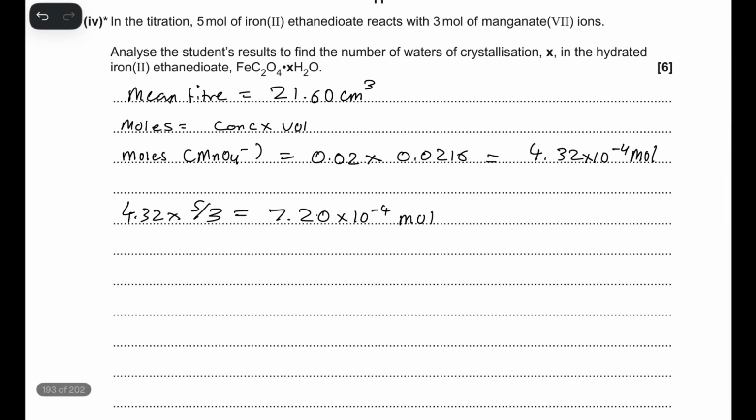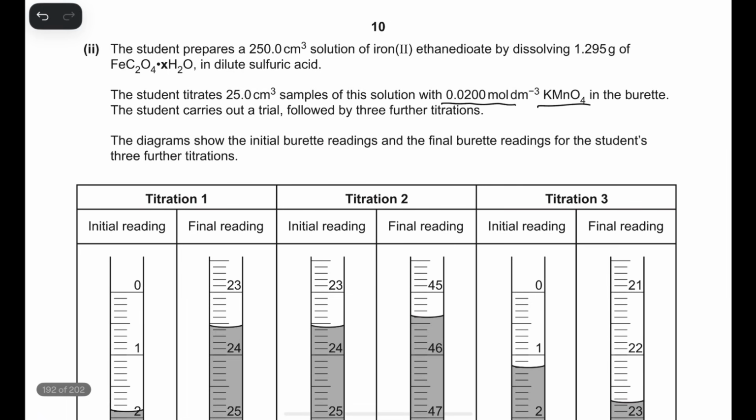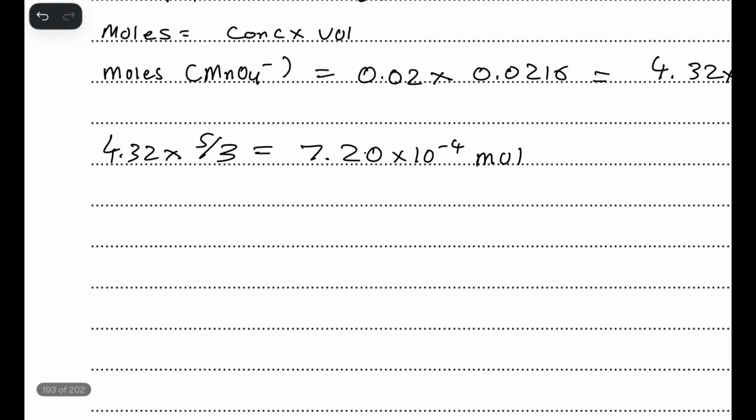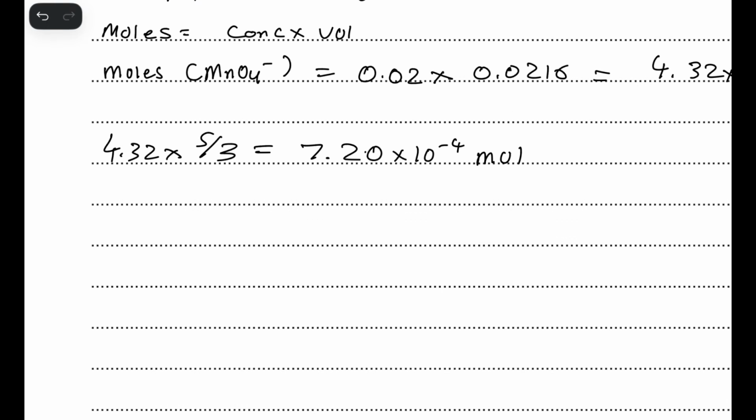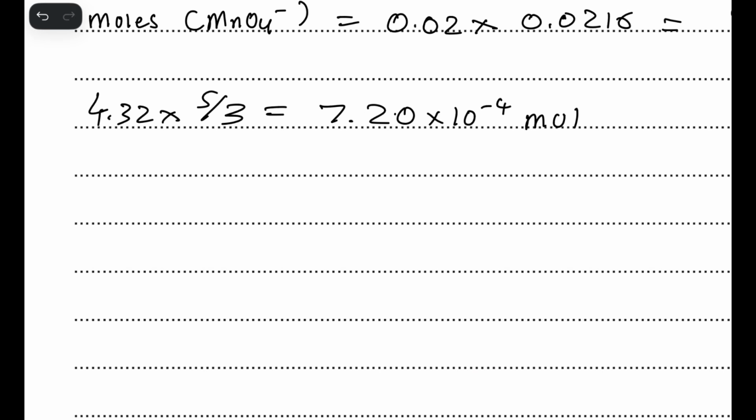Yeah? Cool. Now, what you need to realize is we were titrating 25 centimeter cubed, but the solution was 250. So we need to times it by 10 because it was in 25 and we want the 250. So we times it by 10, so we get the moles in the 250. So the moles of FeC2O4 is going to be equal to 7.2 times 10 to the negative 3.